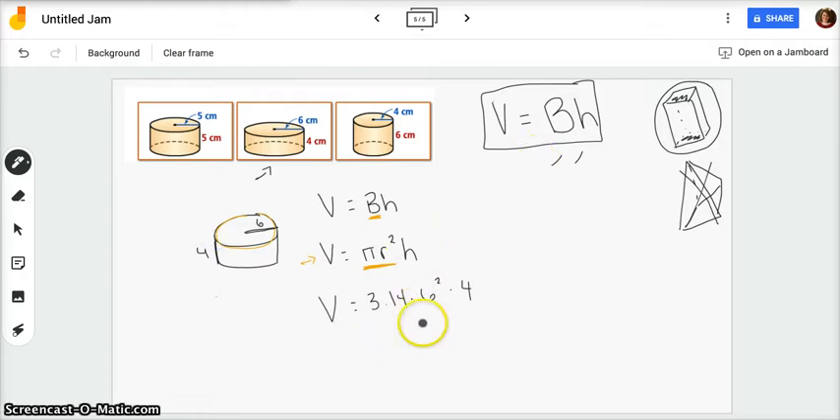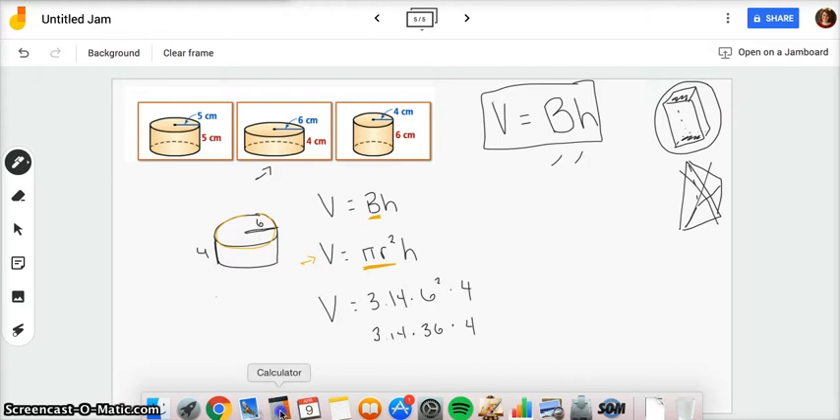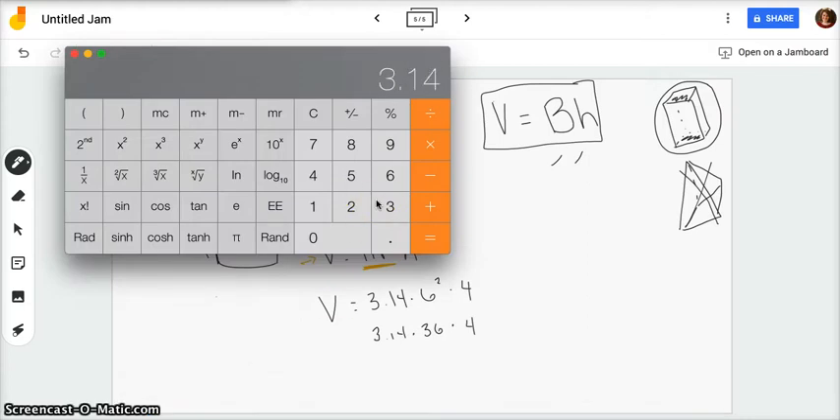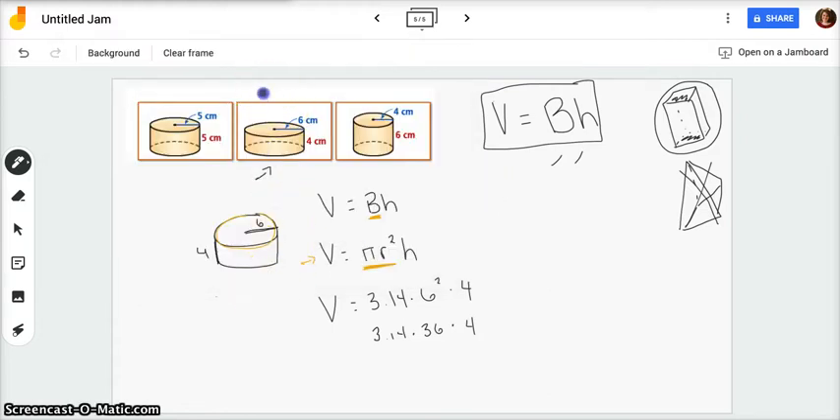So 6 times 6 is 36. So now I have 3.14 times 36 times 4. And again, I'm just going to do this in my calculator. We could do it by hand, but just for the sake of time, we'll do it with a calculator. Times 4. So we get 452.16 is the volume of this guy. 452.16, and now we're working with volume, so it is cubic centimeters.